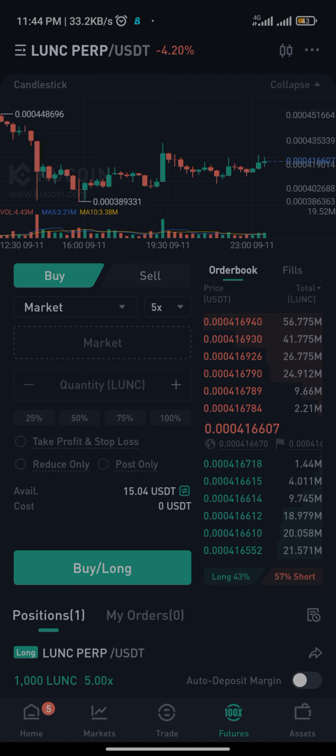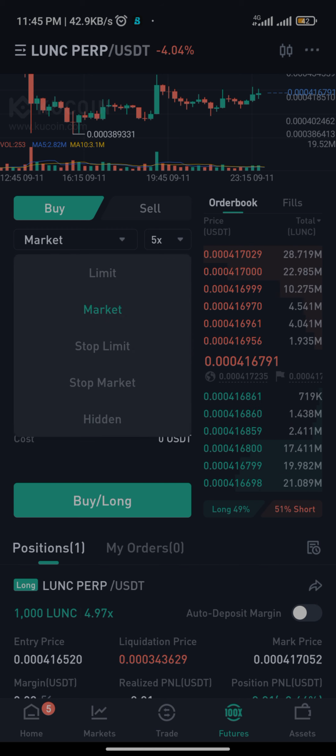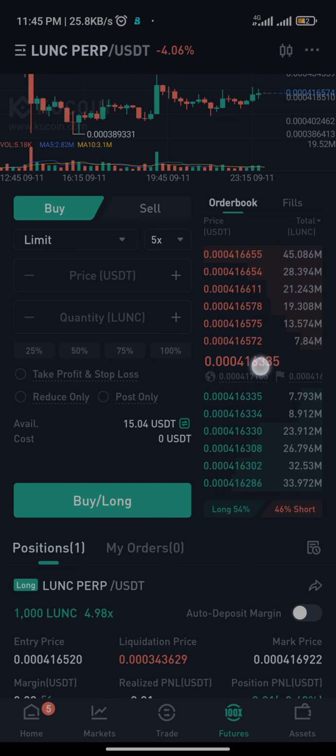Okay, so let me just show you how it's done here. If you click on this, on the left side just under the buy, you have different options, which I'm just going to talk about: limit and market. Limit means you want to buy this current token, this coin, for a particular price. Maybe when it drops to a certain amount, I want it to buy automatically for me. That is what limit means.